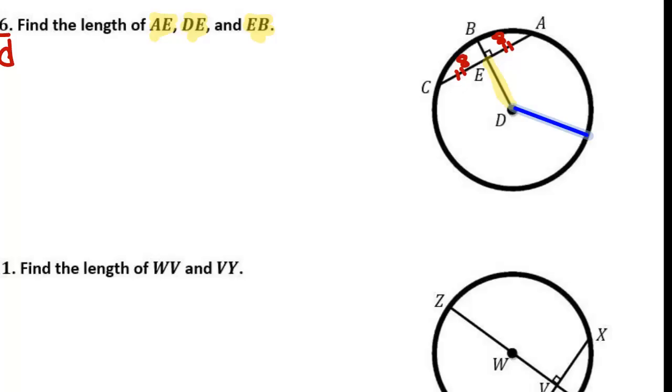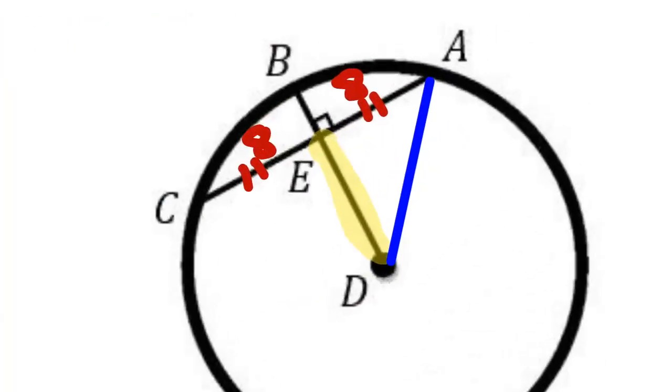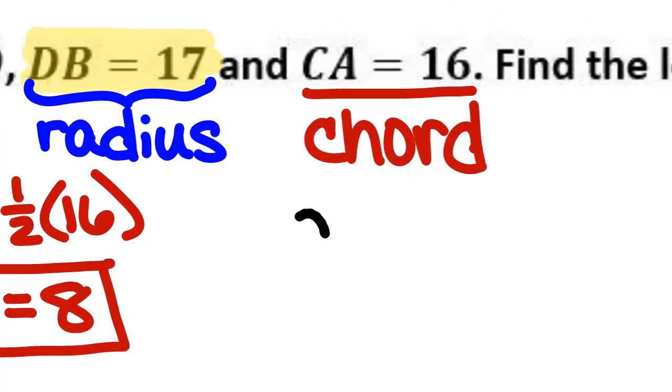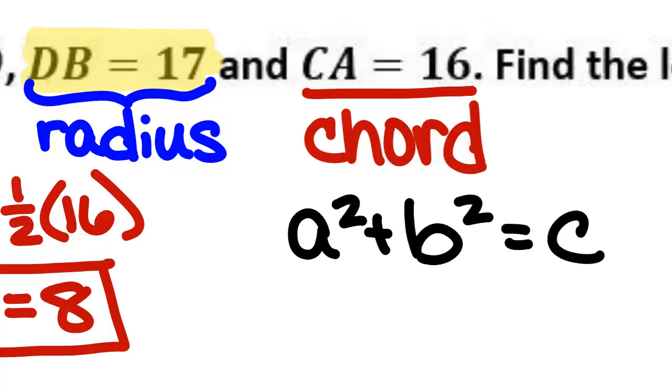17, right? What about if I drew a radius right here? And if I draw the radius right here, what does that have me creating? A right triangle. So now I can use what to find DB? I can use Pythagorean theorem. A squared plus B squared equals C squared.